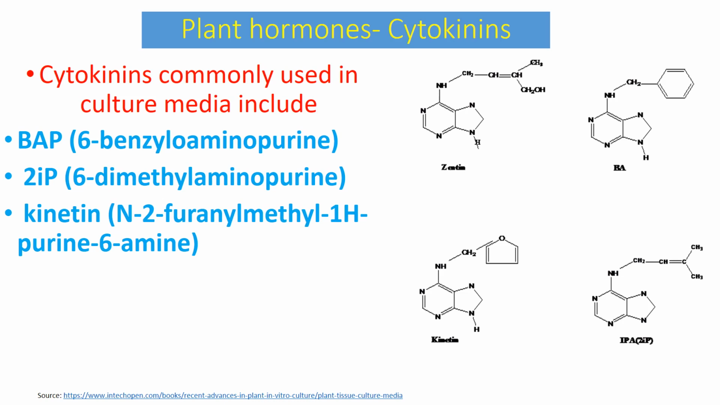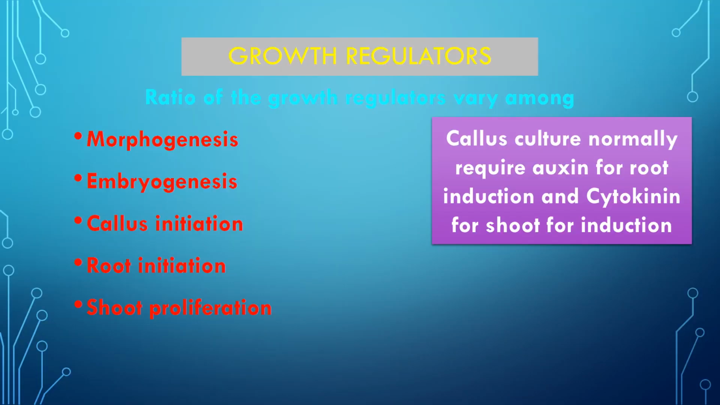Usually, a combination of auxin and cytokinin is used in plant tissue culture to induce shoot and root development. Now let's see how the ratio of each of these growth regulator components is used to decide which process has to be induced in the culture.